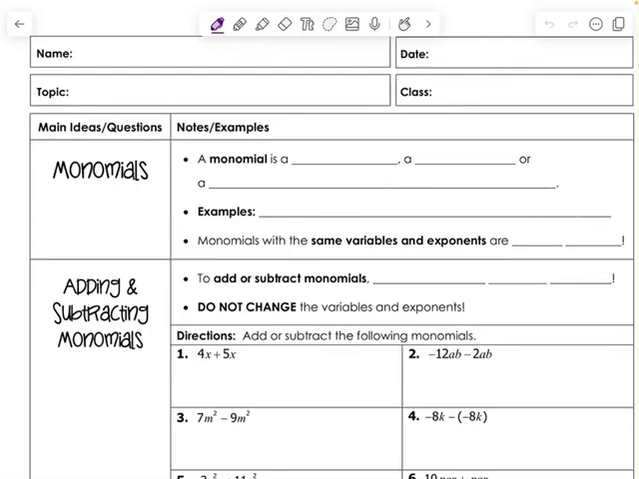Okay. What do you think the prefix of mono means in terms of a number? Mono refers to one. So a monomial is either one number, one variable, or the product of a number and variable.